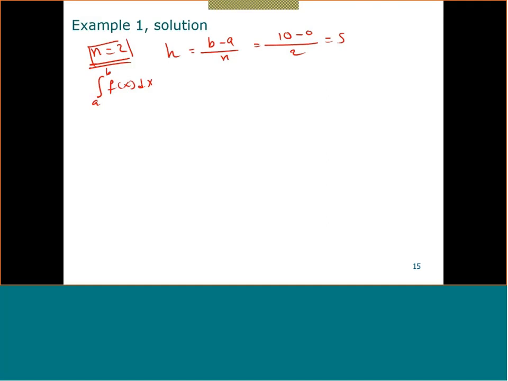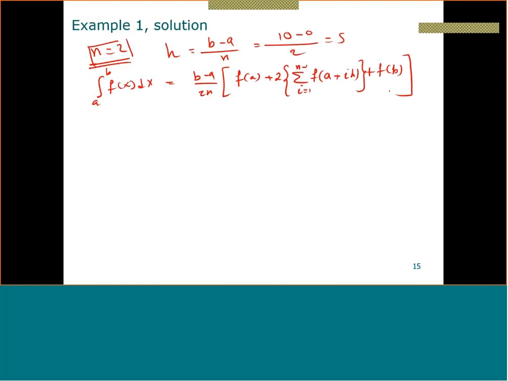Now the integration from a to b of f of x dx. Now we will use the general formula, which is b minus a divided by 2n, multiplied by f of a plus 2 times the summation. I will write the general formula and then we'll substitute. i equal to 1 to n minus 1 of f of a plus i h, plus f of b.